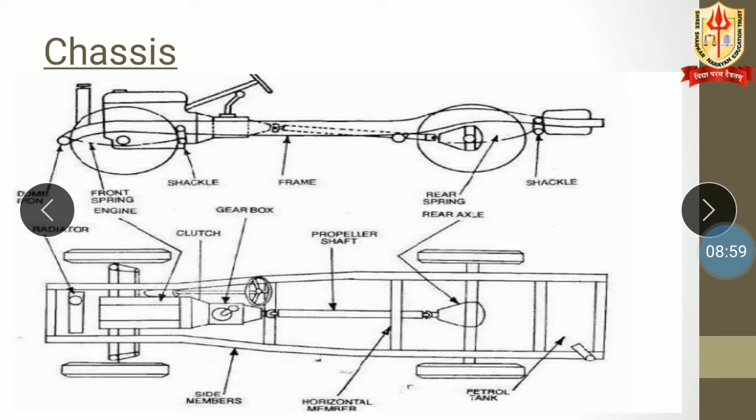And what are the loads coming on the chassis? Whatever components are mounted on the chassis, they exert their load on the chassis only. Then while braking, while acceleration, while engine start, and while turning left or right, accordingly there is left side or right side load. So these are the loads coming on the chassis.